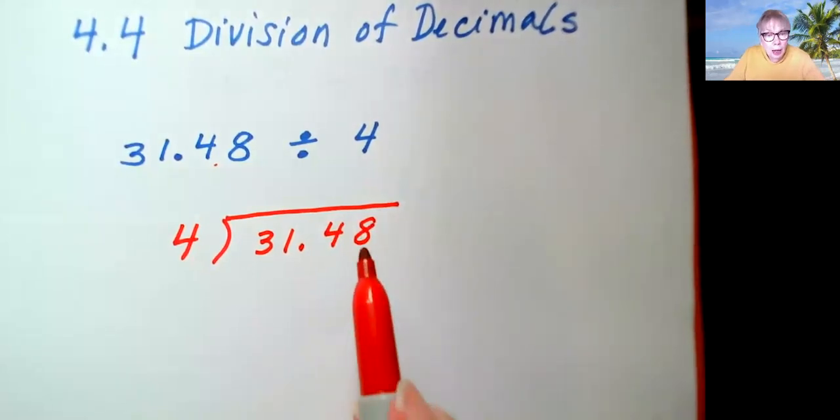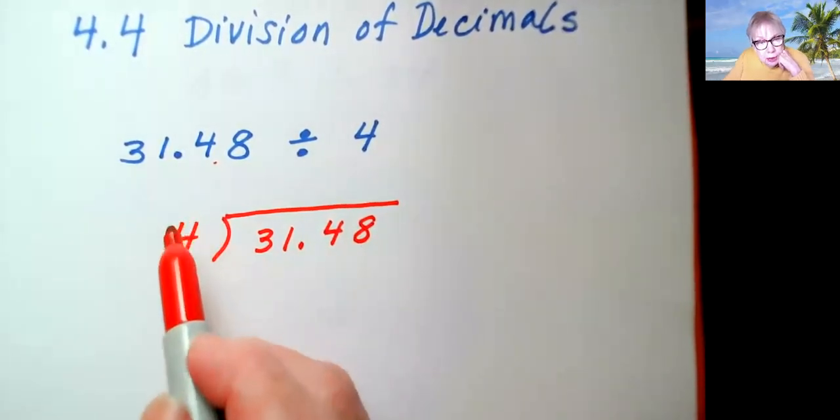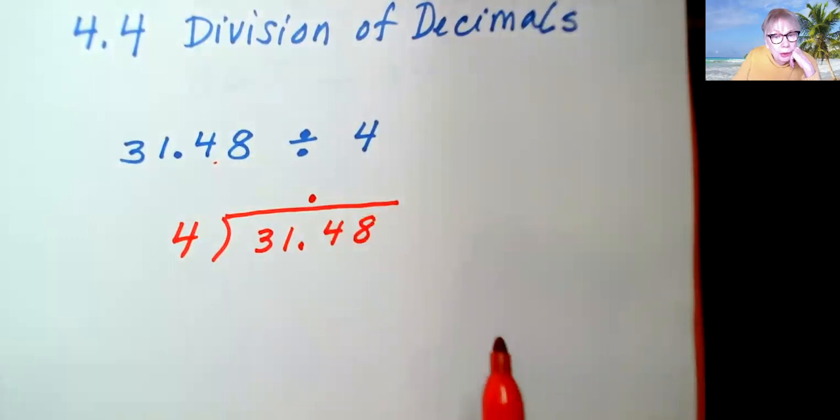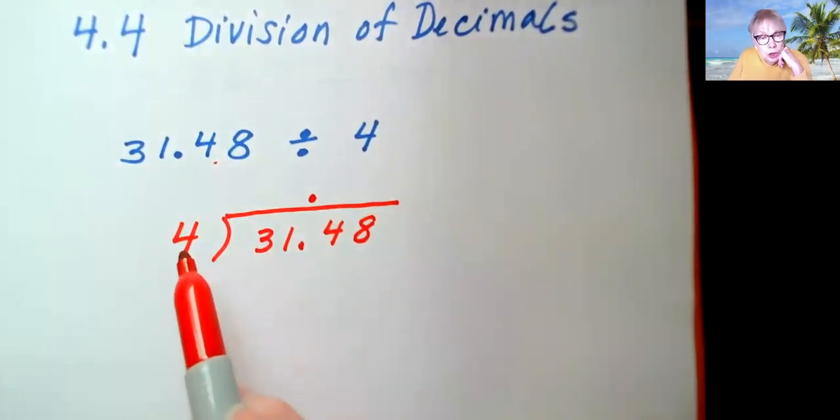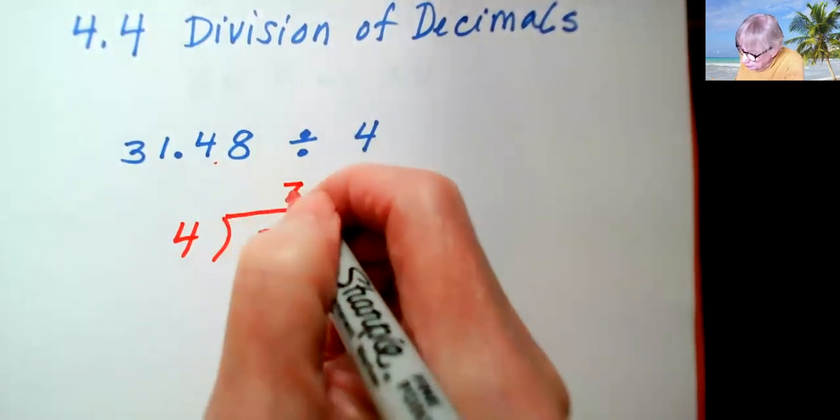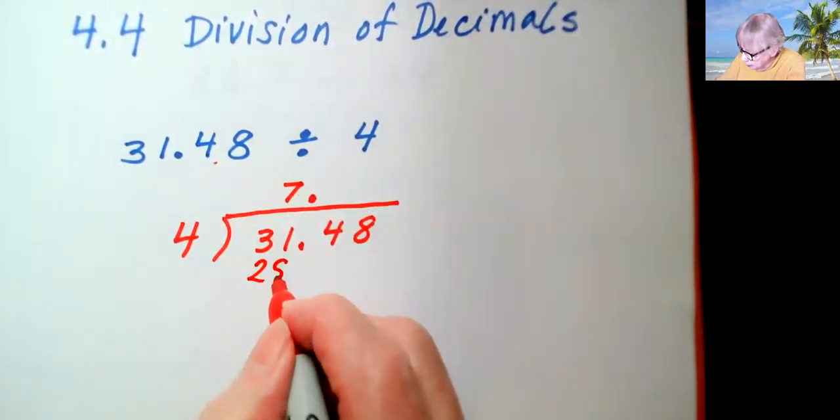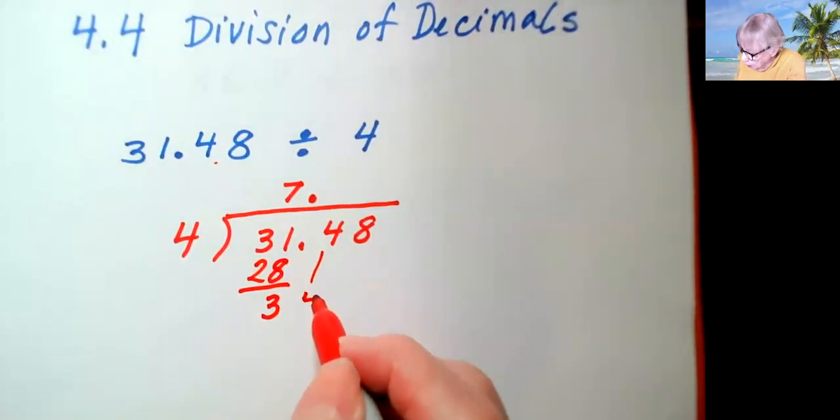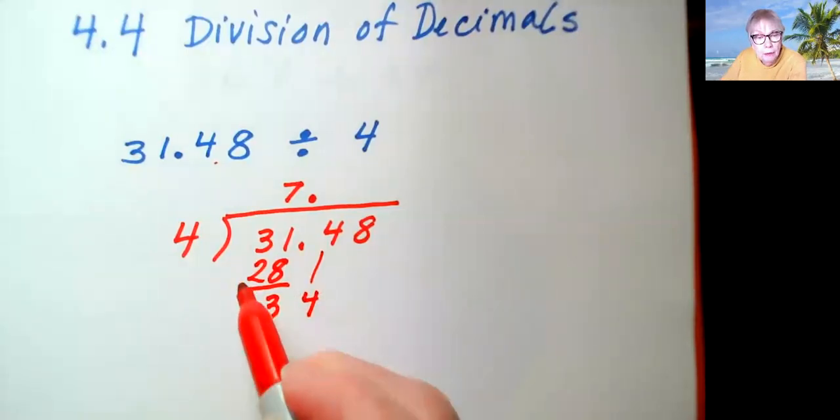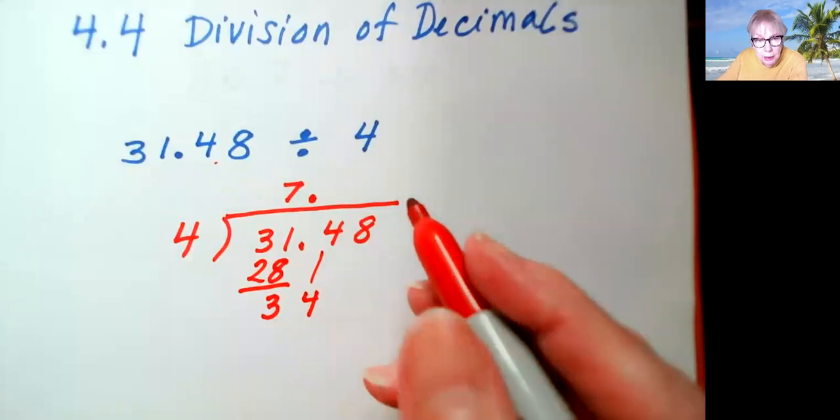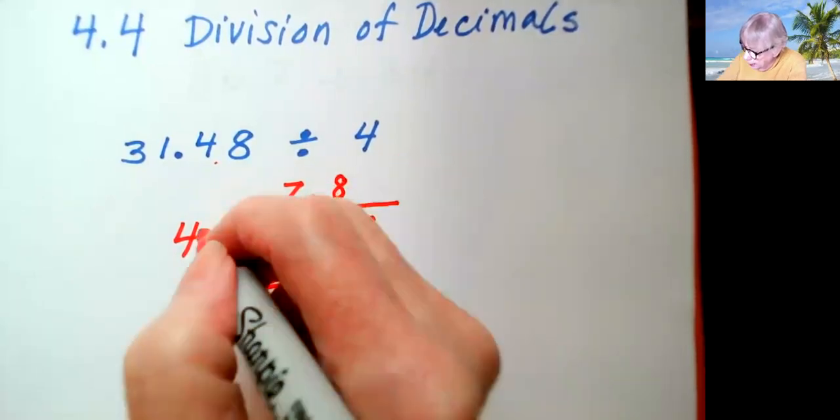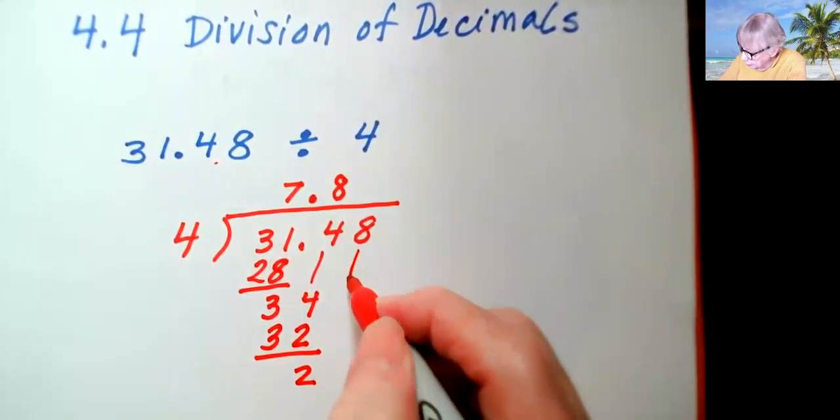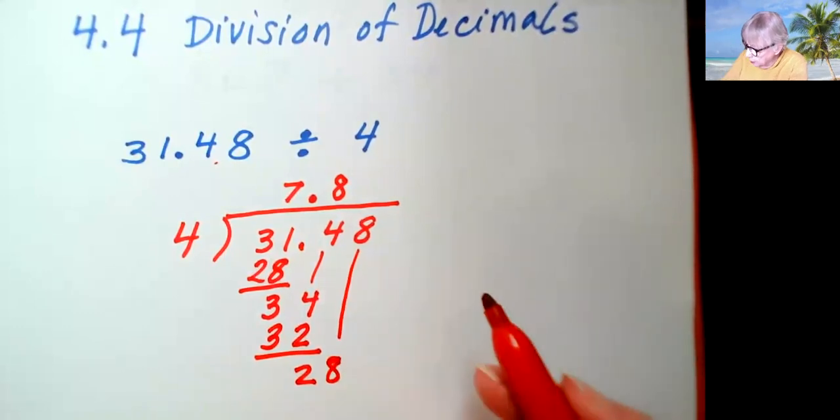Now this problem, as long as this number here is a whole number, then the decimal point comes straight up. Let's go ahead and see what happens. 4 into 31 would be 7. 7 times 4 is 28. There's 3 left over, so we bring down the 4. 4 into 34 is 8. 8 times 4 is 32. There's 2 left over. And finally, bring down the 8.